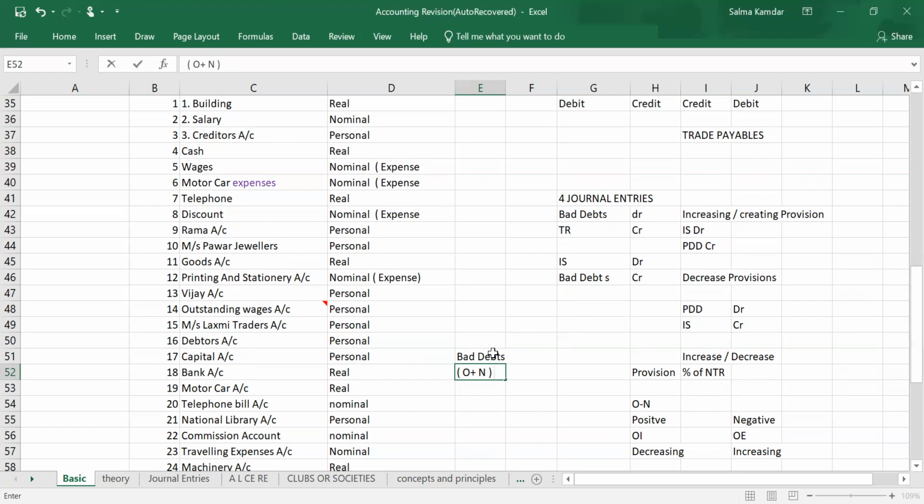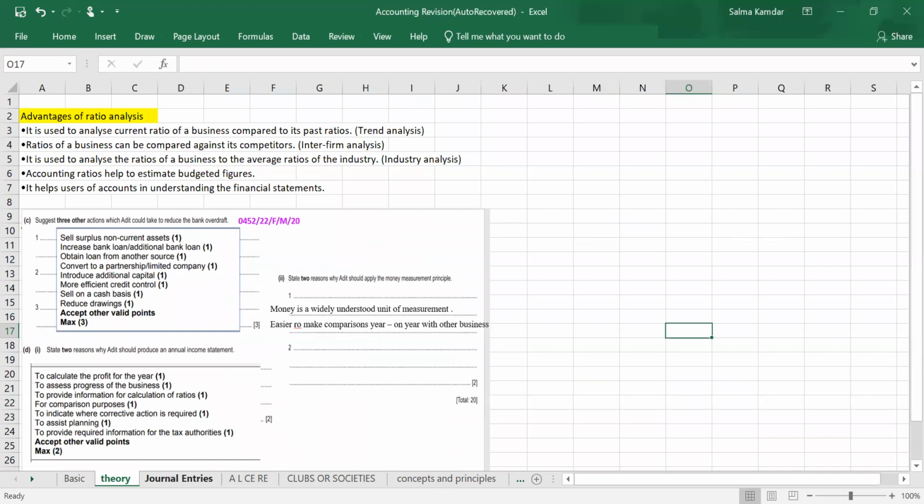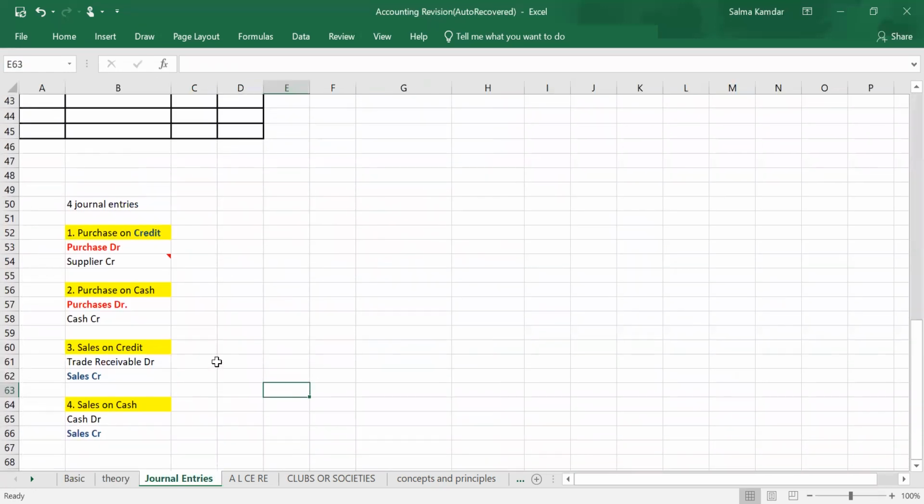Where do you get the old bad debts from? From the trial balance. Yes, so you will get your old bad debts from the trial balance. Where do you get the new bad debts from? From the additional adjustment information. New bad debts you will get from additional information. Are you all with me? Yes. Okay, fine.